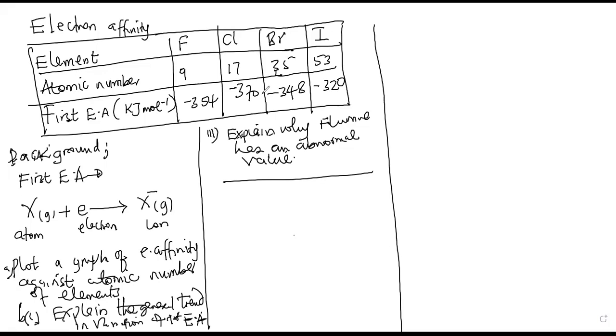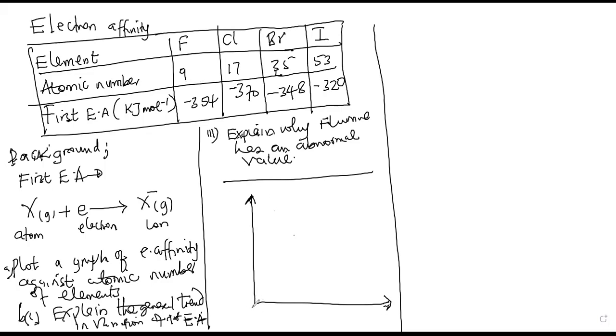So what does it mean? One can follow up this sketch. And you plot. First, give your graph a title: a graph of first electron affinity against atomic number. Then you use your appropriate scale.